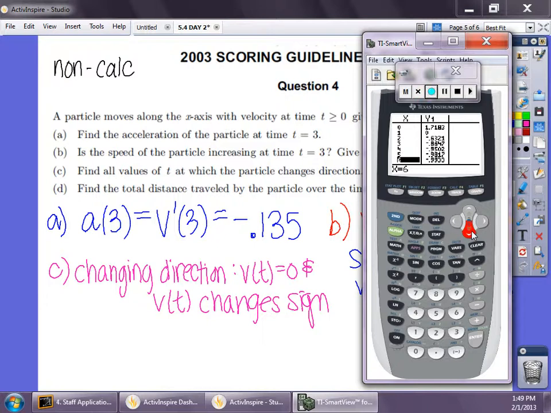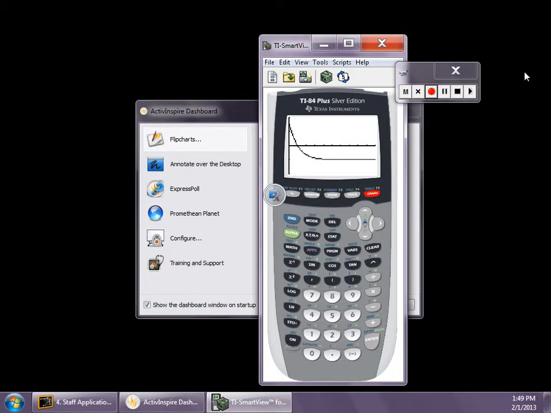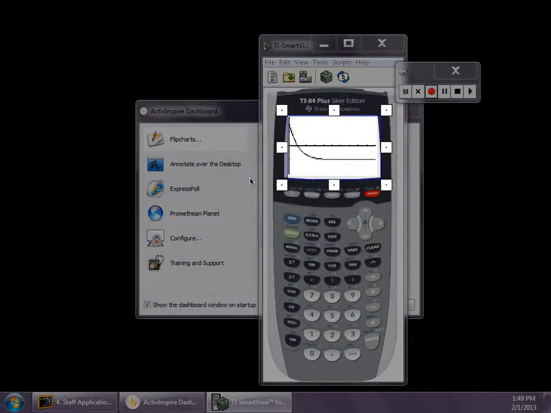So then that tells me that for my window, I will try something like y values of negative 2 until positive 2 and see what the graph looks like. That's a pretty good graph. So I'm actually going to copy the graph into my flip chart so that you can see how I do the sign chart using it.